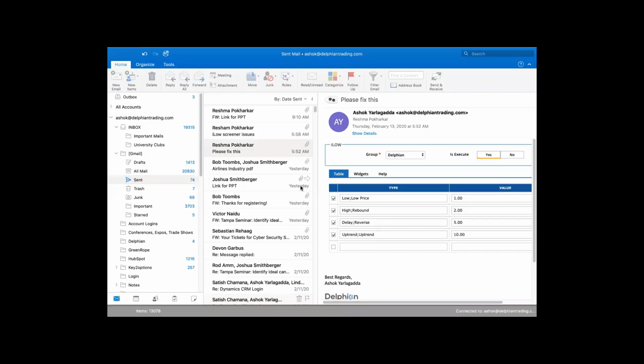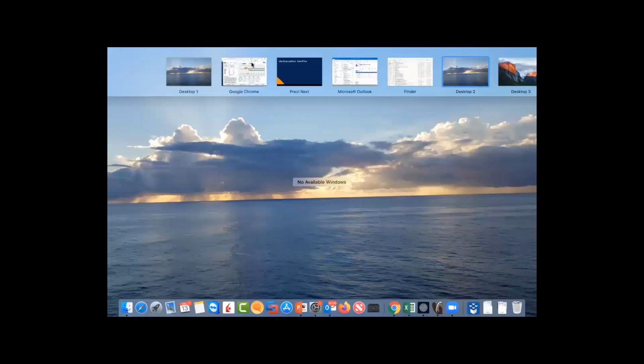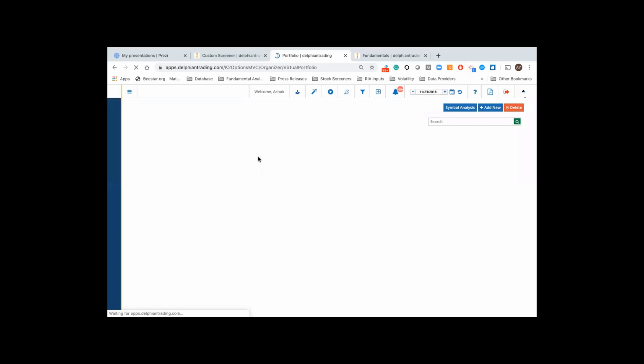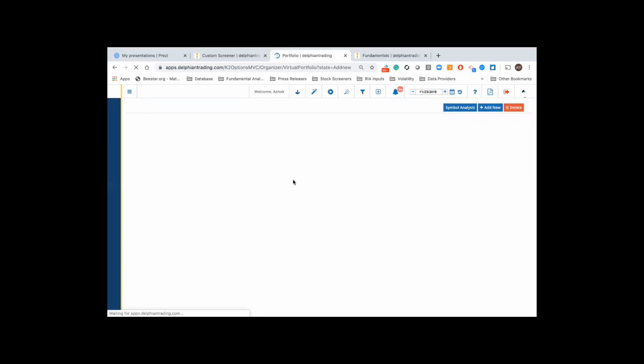Okay, let's go back a minute. So now, let's go to the virtual portfolio. Let's create a virtual portfolio. All I need to do is add a virtual portfolio.